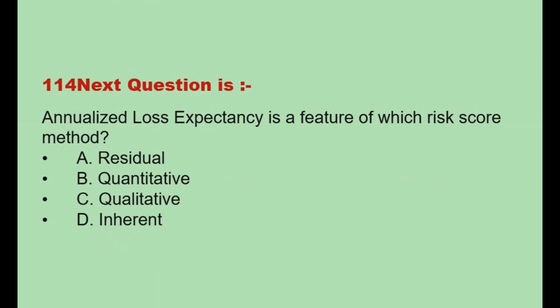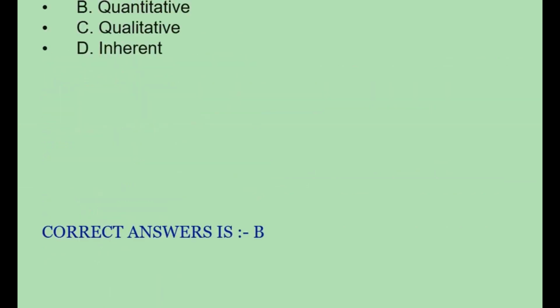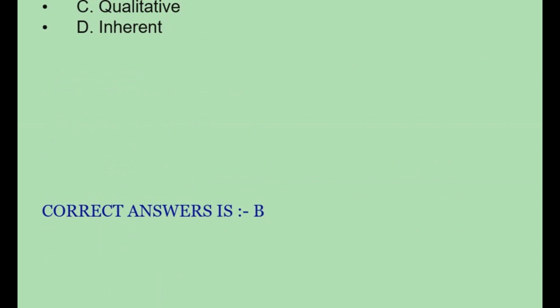Question is, annualized loss expectancy is a feature of which risk score method? Option A, residual. Option B, quantitative. Option C, qualitative. Option D, inherent. Correct answer is option B.